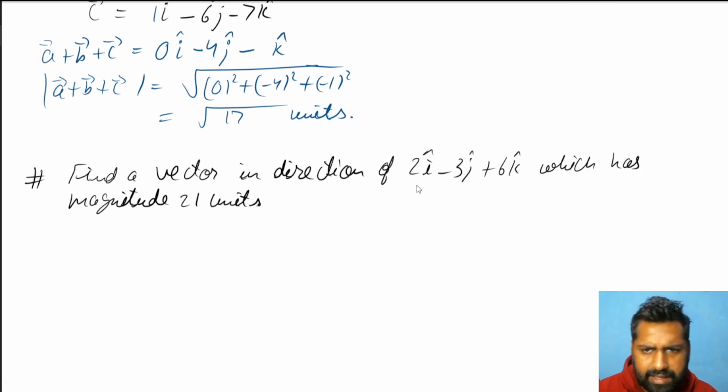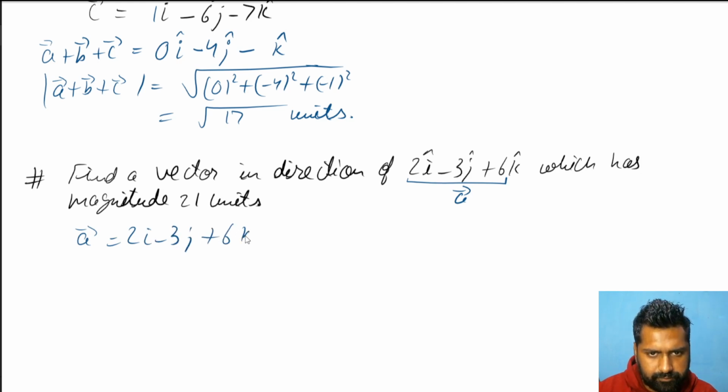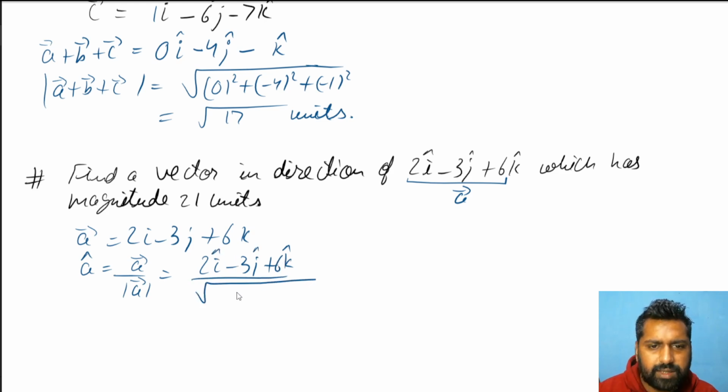So let's find first of all the direction of this vector, because the question says find the vector in the direction. Let's call this A vector for simplicity. So A vector is 2i minus 3j plus 6k. So A cap vector is the vector divided by its magnitude. The magnitude will be calculated by the square root of each component: 2 square plus (minus 3) square plus 6 square.